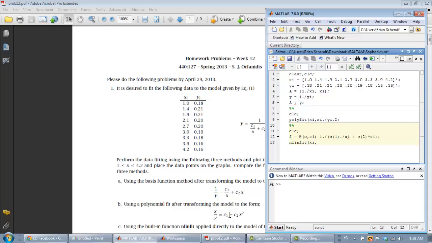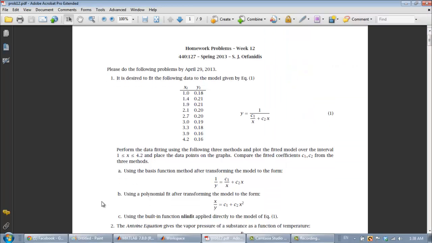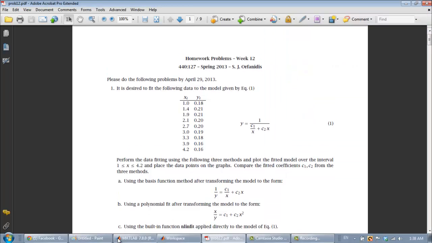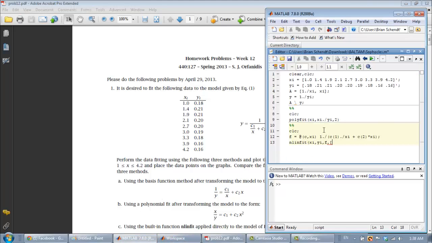Nlinfit xi. Again, for the nlinfit, you don't have to worry about what is your actual x, what is your actual y. It's just the dependent variable, the independent variable, the function, and then the guess. Do they give us a guess? No. Well, I guess I'll just choose 1 and 1.4. Just arbitrarily. And cool, we found them.